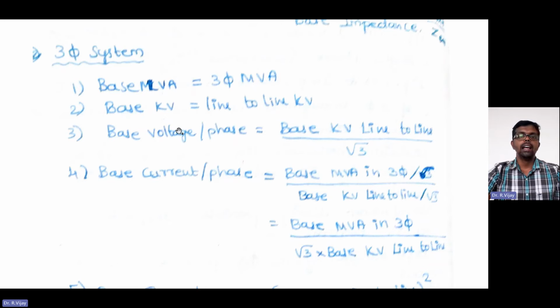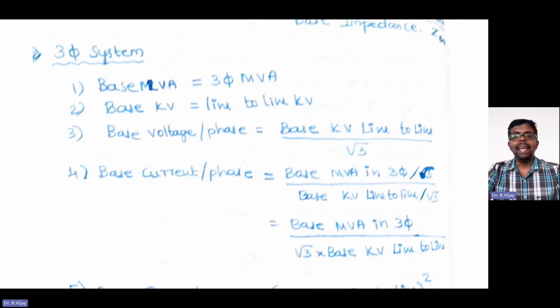Next, how to calculate the base voltage per phase? Base voltage per phase is equal to base kilovolt line to line divided by √3. Per phase means you need to divide by √3. So base kilovolt line to line divided by √3.